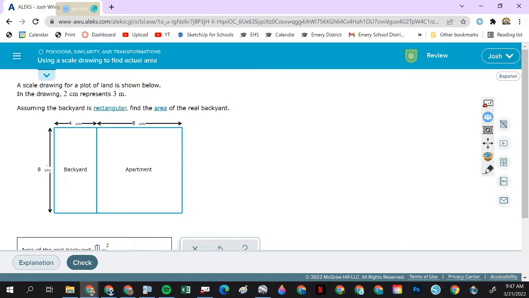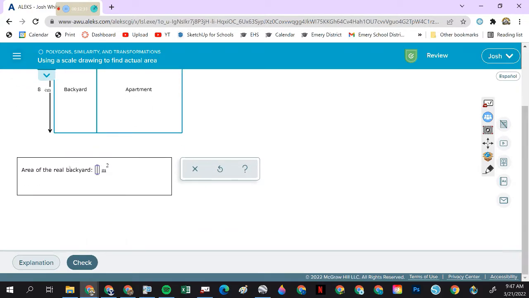It would be 3 times 4. Where did you get the 4? We have to take 8 centimeters and divide it by 2, and then times it by 3. So 8 divided by 2 is 4, times 3 is 12. What about this one? It would be 4 divided by 2, which is 2, times 3 is 6. So 12 meters times 6 meters would be 72 meters squared. So the backyard would be 72 meters squared.